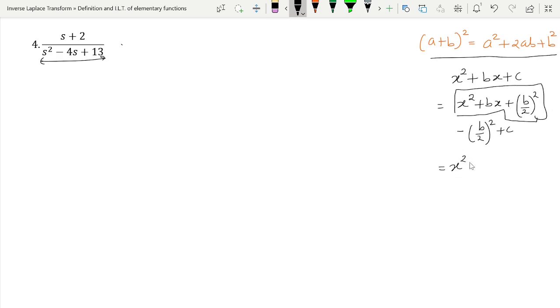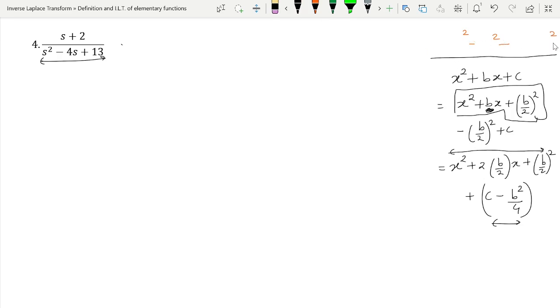Now this can be written as x square. So I can divide by 2 and multiply it by 2 over here. So it will be twice b upon 2 x plus b upon 2 whole square and plus c minus b square upon 4. So don't worry about this constant term. Now just focus on this. So if you observe it properly, let me use different notations.